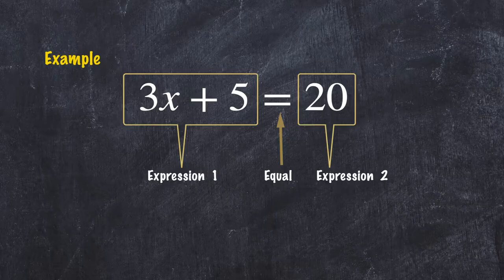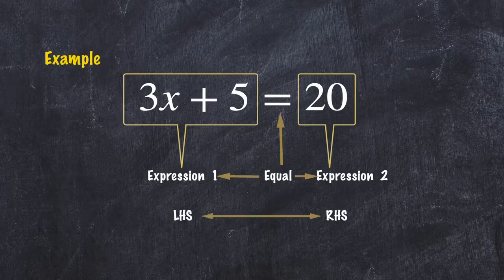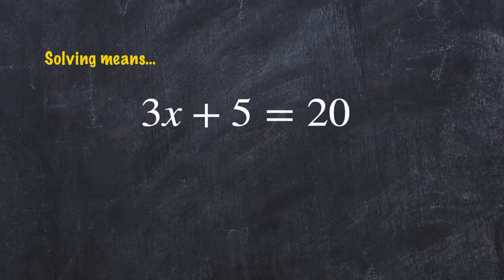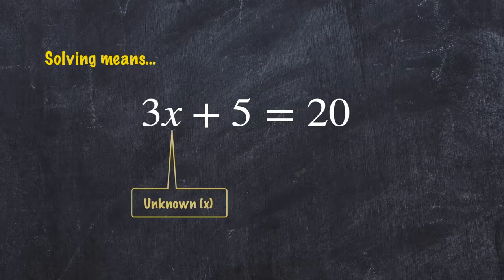And the key point here is that the two expressions must always be equal. In other words, the left hand side of the equation should always be equal to the right hand side of the equation. And our mission is to find the value of x that will make the equation true. Now, in solving an algebraic equation, the main task here is to find the unknown variable x that will make the equation true. Let's take an example.